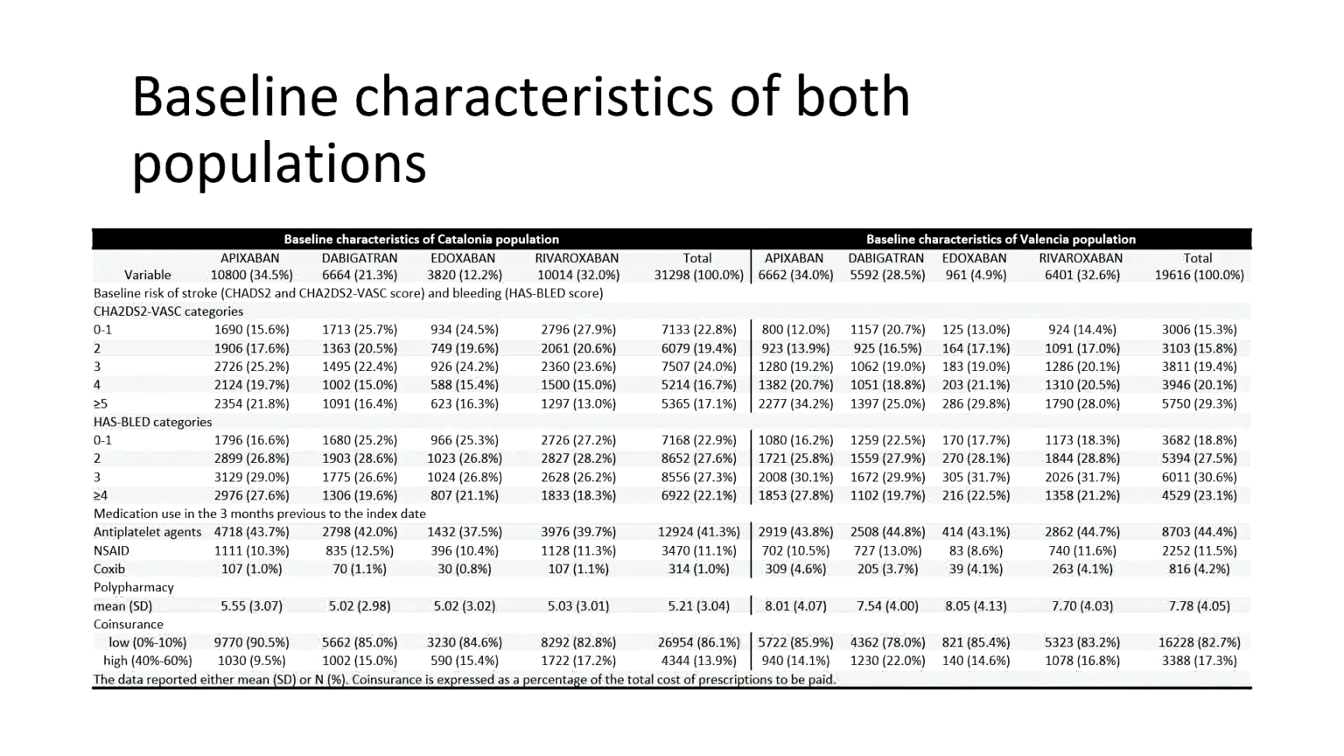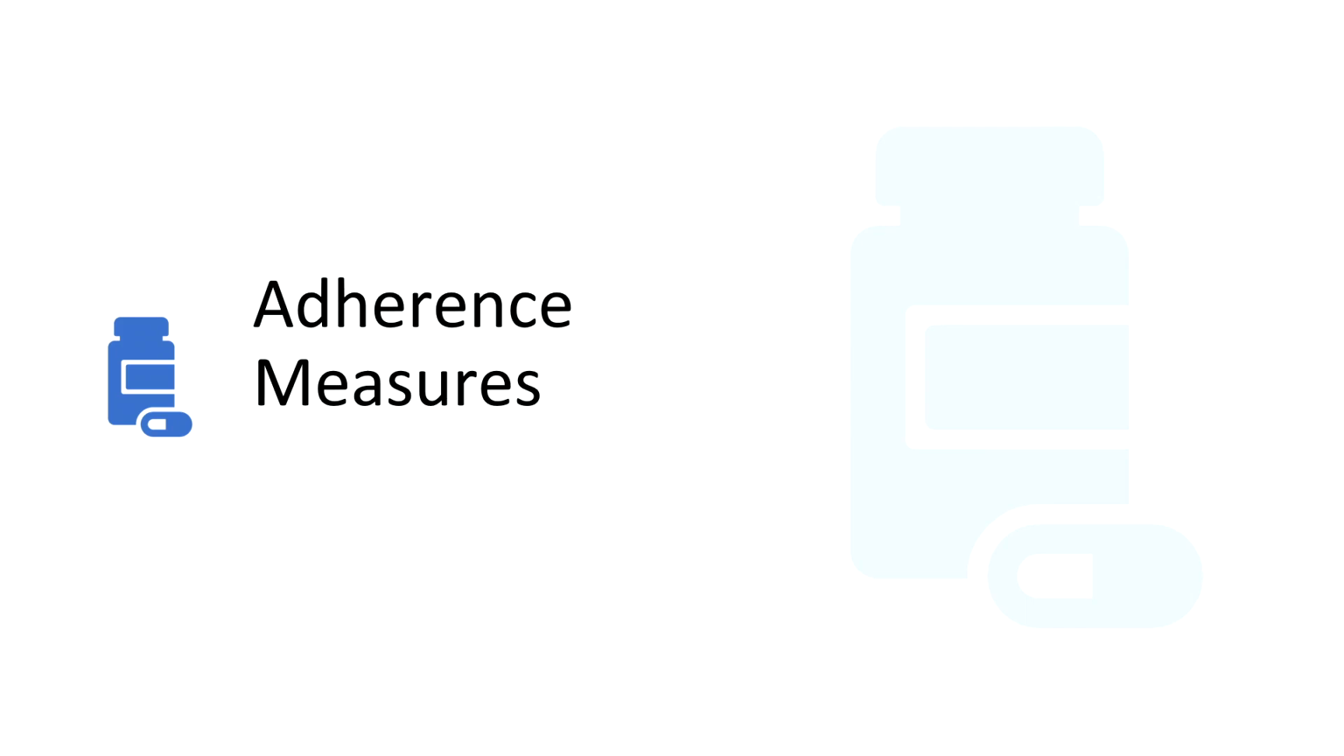This table shows that the risk of bleeding is high, more than 50% based on the HAS-BLED score, in both populations. More than 5 concomitant drugs were prescribed to more than 50% of patients during the follow-up periods, and more than 80% of patients had low coinsurance. Coinsurance is expressed as the percentage of the total cost of prescription to be paid. I will now present to you the preliminary adherence results that we have obtained.